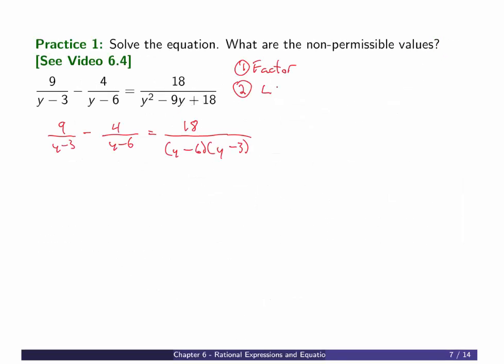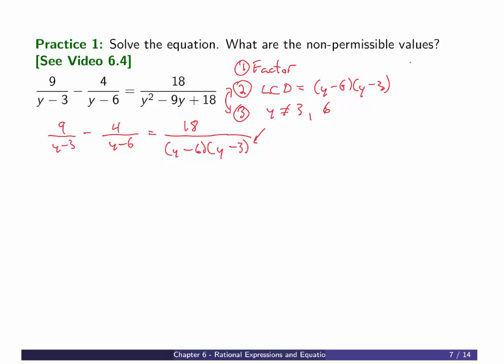So the LCD, which we can clearly identify, what do you think it is? We have y minus 3 here, y minus 6 here. Then we have y minus 6, y minus 3. So the LCD, what's common, the lowest common denominator, will be this guy right here. And I was supposed to discover the non-permissible values. The non-permissible values are, of course, y cannot be 3 and 6. These are flipped around.